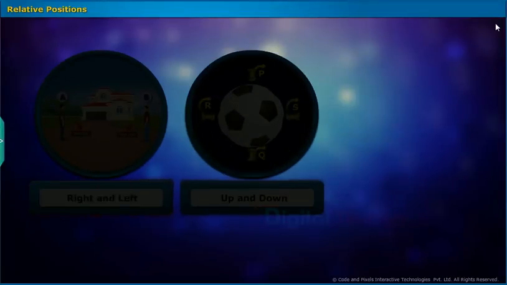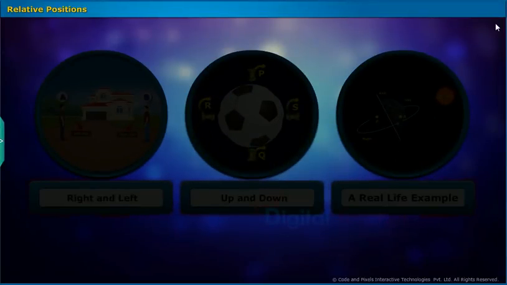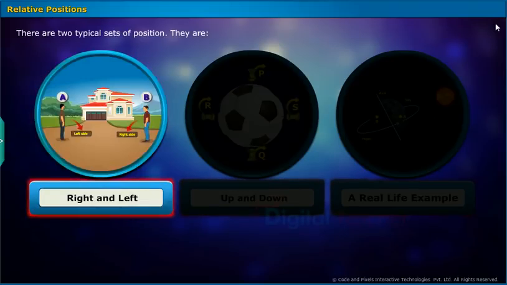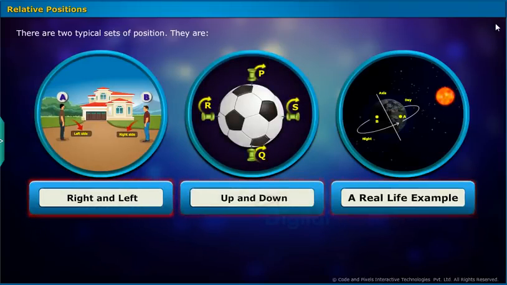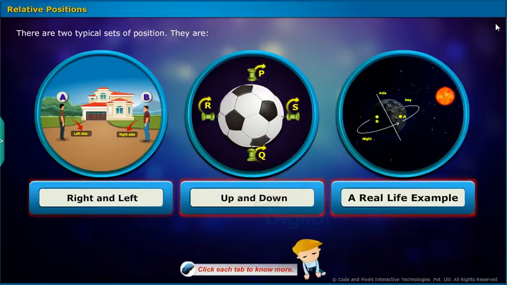Let us now learn about the term relative with respect to the positions. There are two typical sets of position. They are right and left, up and down. A real-life example. Click each tab to know more.